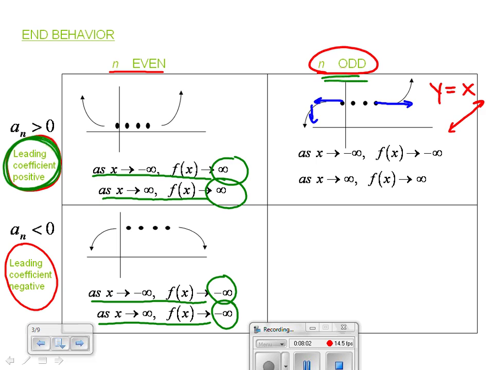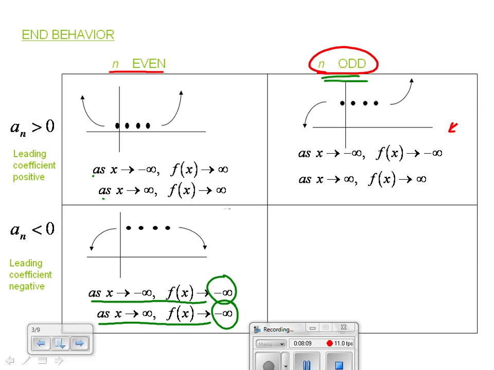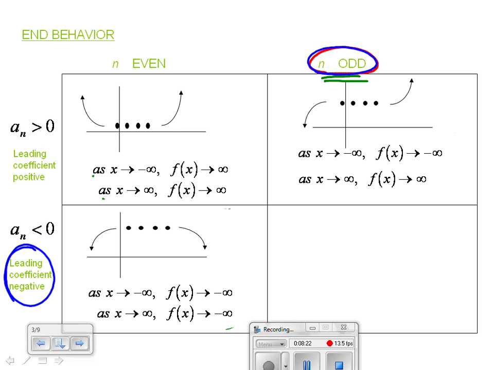I'm going to clean this up a little bit, and we're going to move on to the last scenario here. We're going to keep our degree odd, and this time our leading coefficient is going to be negative. So again, everything's going to flip, just like it did with the even degree functions. It's going to be going up to the left and then down to the right. Again, this is all about getting the picture first, and then writing the statement that goes along with the picture that you're seeing in your mind, or that you sketch on the paper.